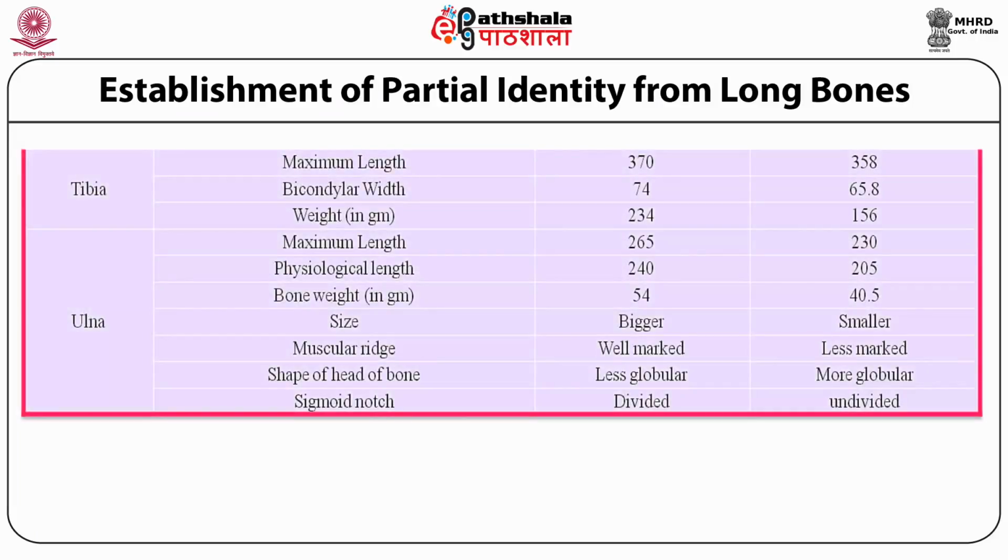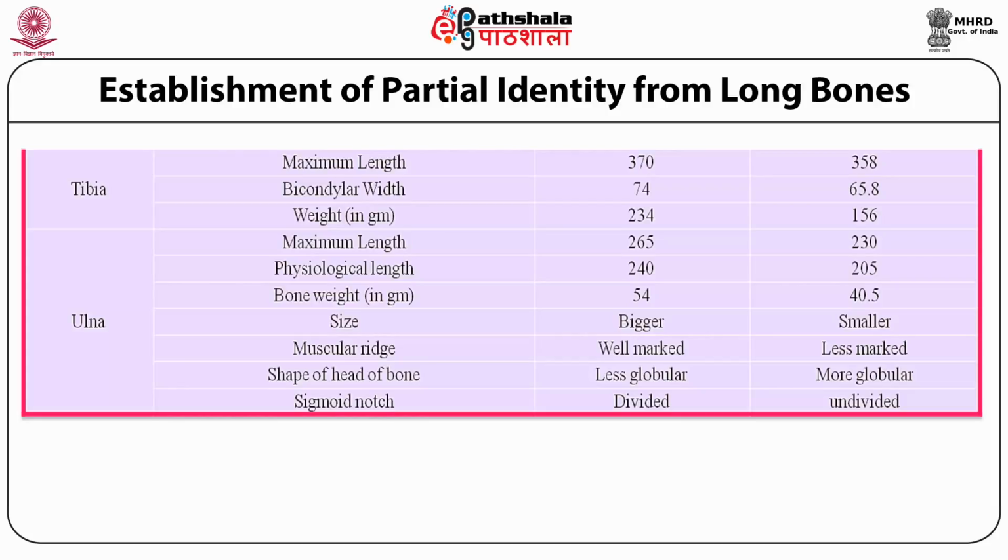The other two important bones which demarcate males and females are tibia and ulna. The maximum length of tibia is 370 mm in males, whereas it is 358 mm in females.